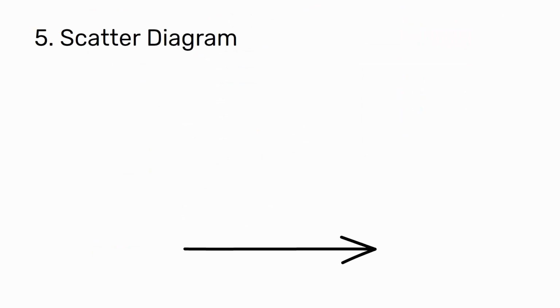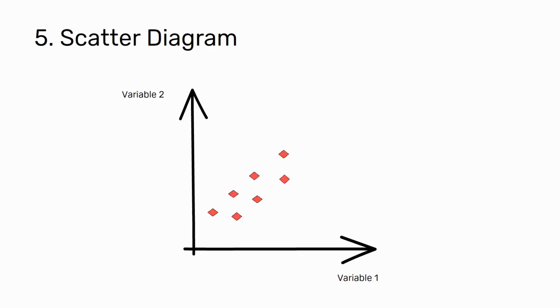5. Scatter diagram. Scatter diagrams can be used to analyze and determine the quality of a product or service. They can be used to identify any systematic errors that might occur in the process, and can also help you understand how changes in one variable will affect the other variables.